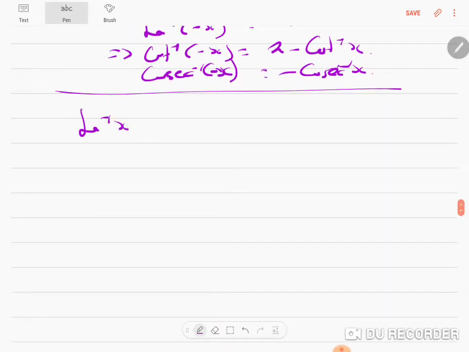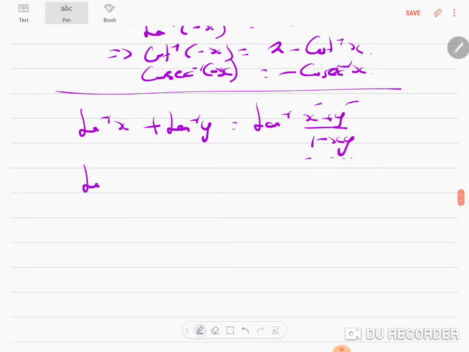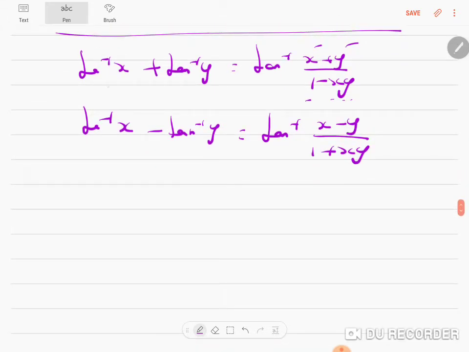Tan inverse of x plus tan inverse of y is tan inverse of x plus y by 1 minus xy. It's like tan a plus tan b by 1 minus tan a tan b. It will always resemble trigonometry because it's the inverse of it. So tan inverse of x plus tan inverse of y is tan inverse of x plus y by 1 minus xy. Tan inverse of x minus tan inverse of y is tan inverse of x minus y by 1 plus xy.